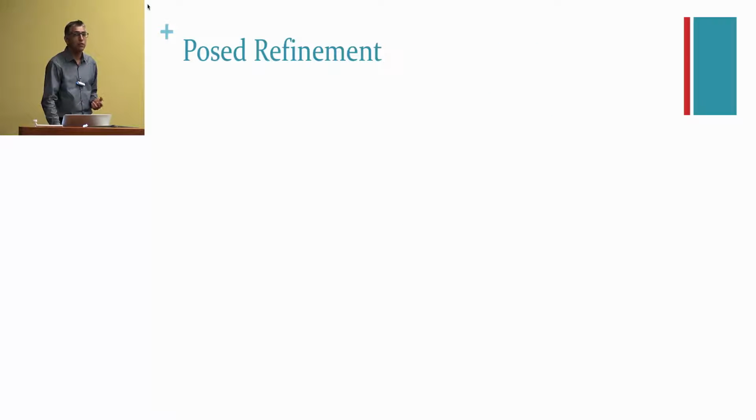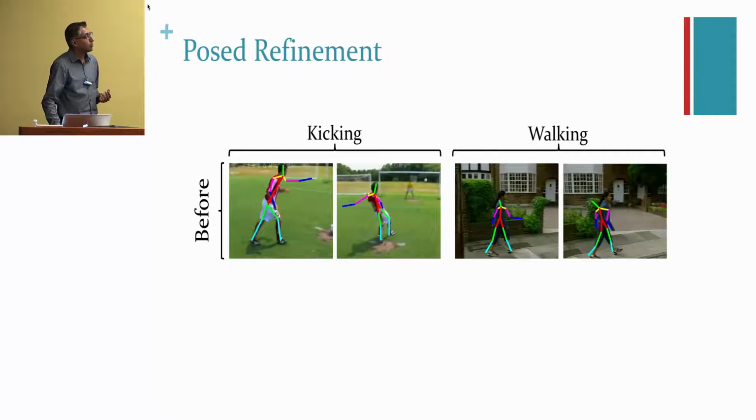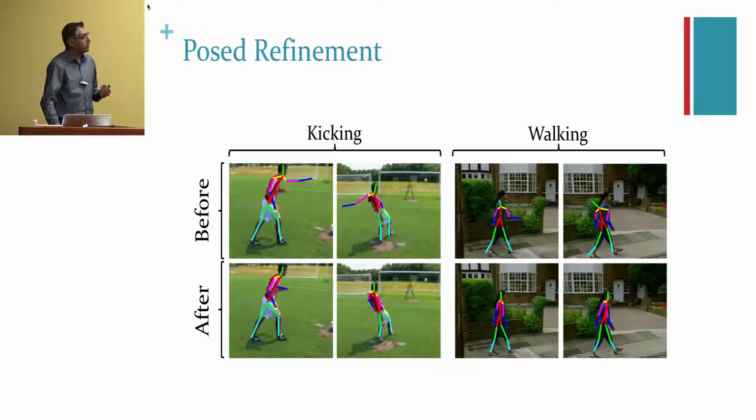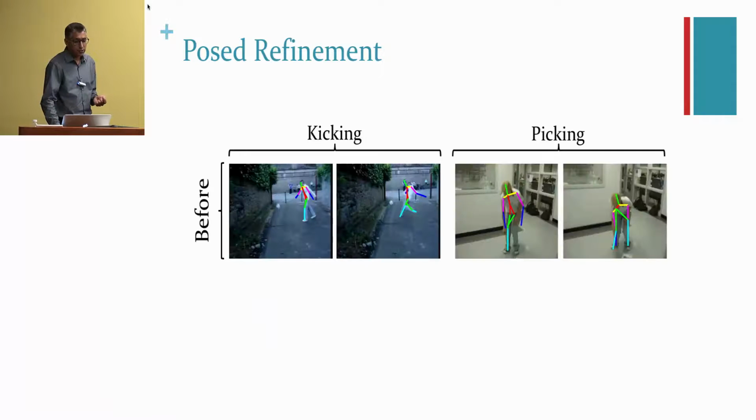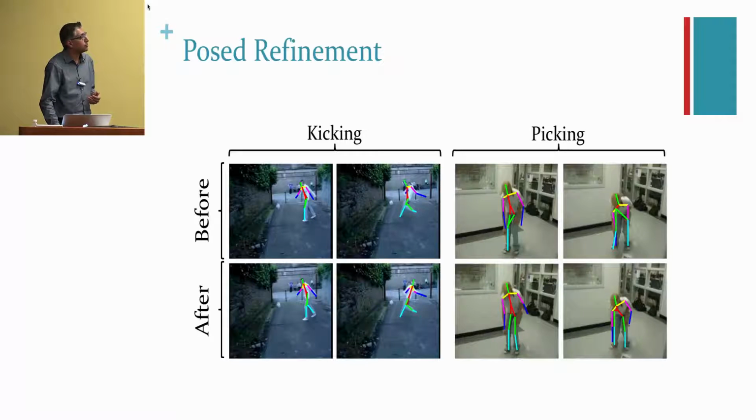Here I'm showing some qualitative results of our method. So these are the poses estimated before we apply our approach. On the left, I'm showing the action called kicking. On the right, we have walking. And as you can see, there is some error in pose estimation. After we apply our method, we are able to better localize joints. And you can see on the left, we are able to localize the arm correctly, and we are able to localize the head correctly in the right action. Here are some more results where we have kicking and picking actions. And once we refine the poses, we are able to get better joint localization, for example, the leg on the left as well as the right.